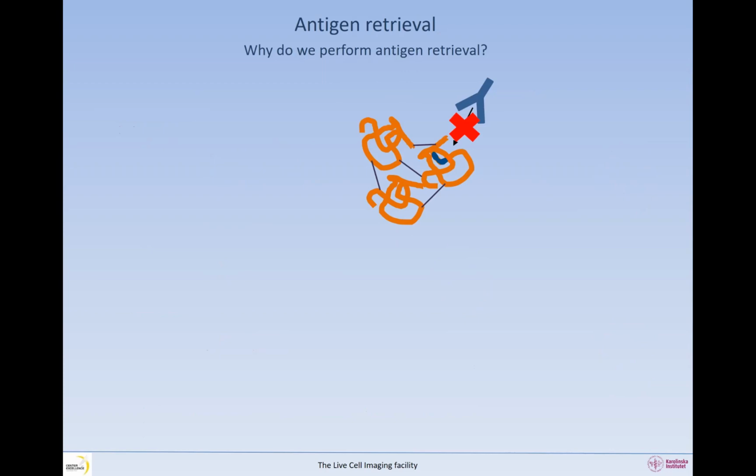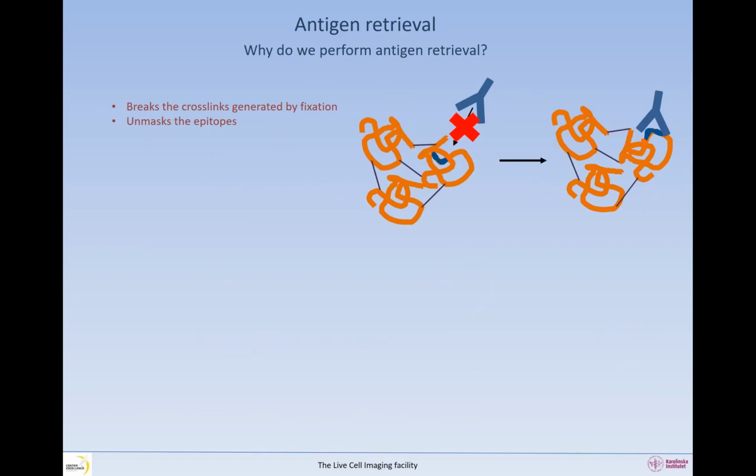Now, antigen retrieval. Why do we do antigen retrieval? Because during the fixation step, some crosslinks are formed and they will mask the epitope, so your antibody will not be able to bind to it. When we perform antigen retrieval, we break the crosslinks generated by this fixation, so we unmask the epitopes and now the antibody can bind.